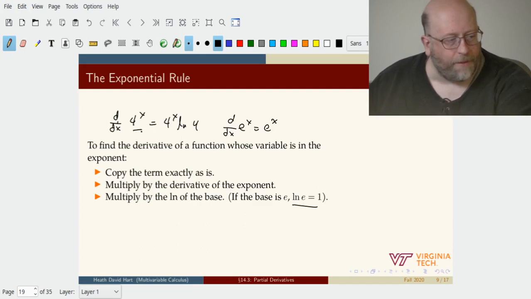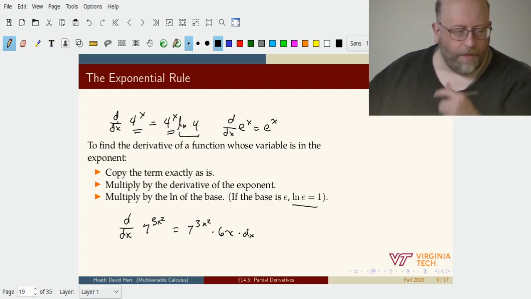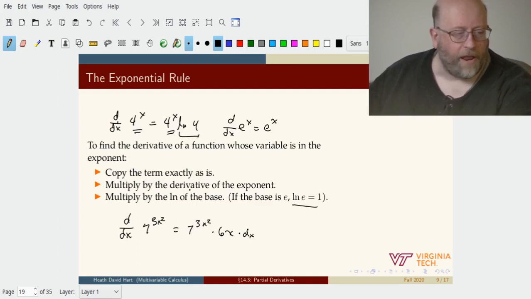The rule was we copy the term the way it was, then we put the natural log of the base over here. Now, if there's something in the exponent besides x, like the derivative of 7 to the 3x squared, then that became 7 to the 3x squared, and then we had to take the derivative of 3x squared, 6x dx. So if the exponent has a derivative itself, we have to include that as well.